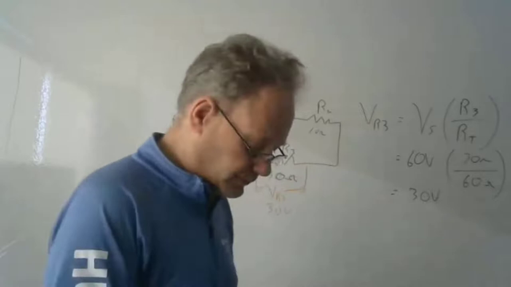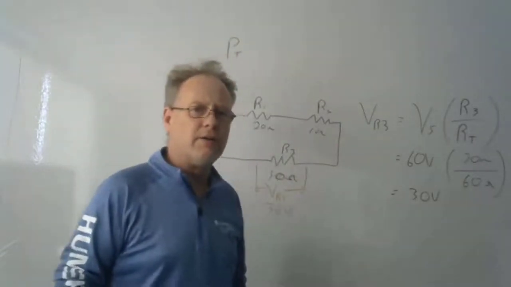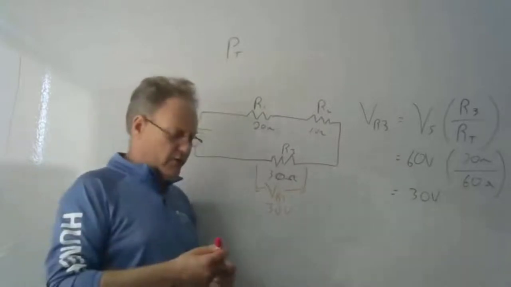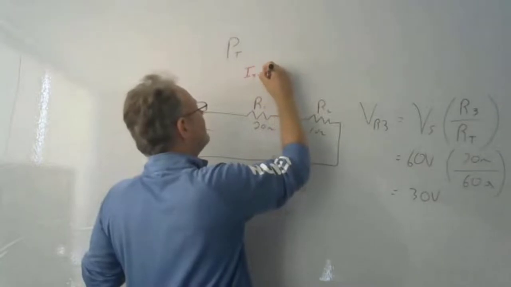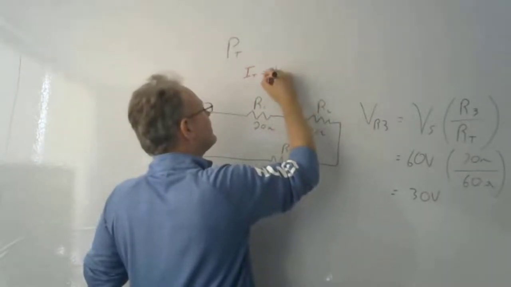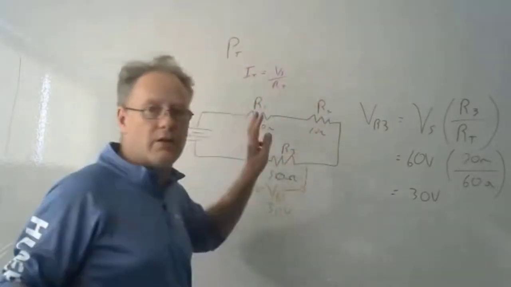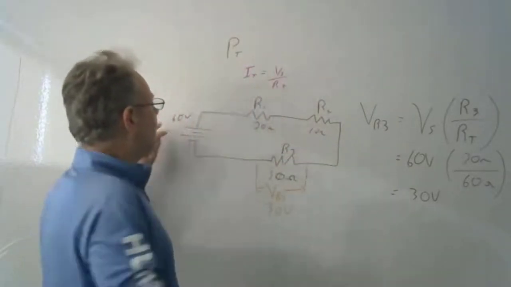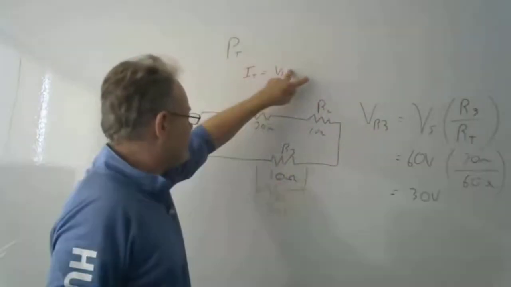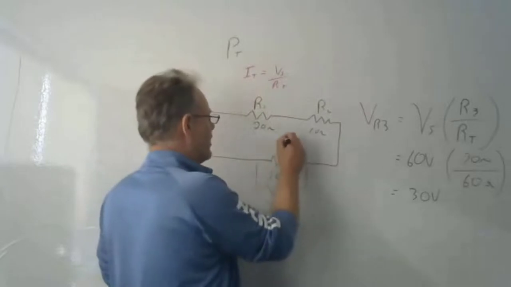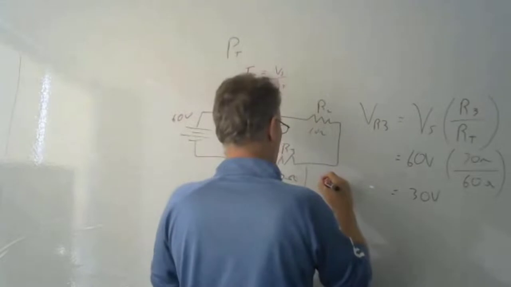Now, what I'm going to do is calculate the current going through here. There are lots of ways I can do current. I can use this formula here: IT equals VS over RT. That's Ohm's law, V equals IR. It's that simple. If I use Ohm's law relative to everything, I have to write IT, RT, VS, but I want to use Ohm's law just for this guy right here.